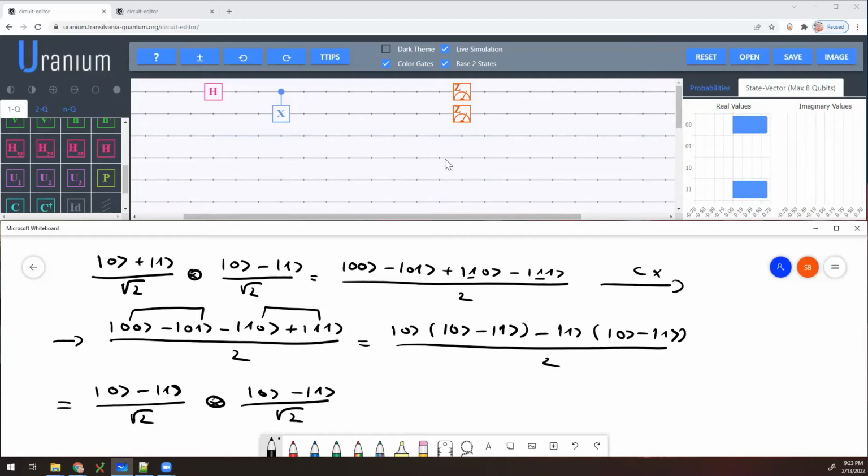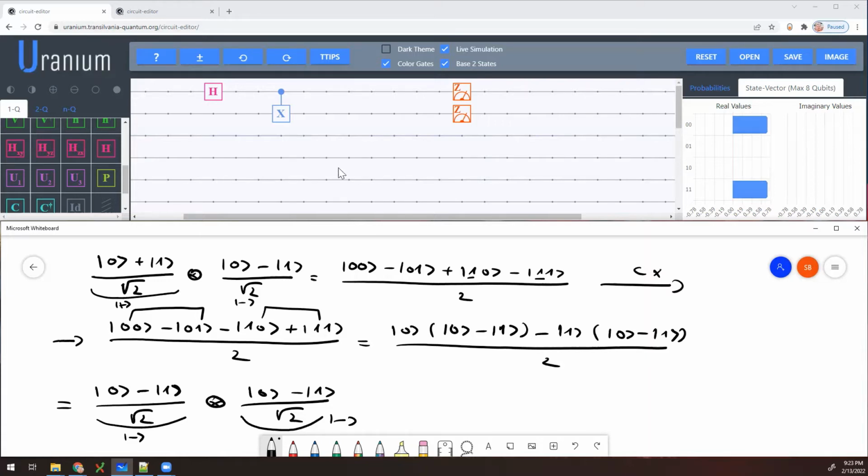So something weird just happened. We started out with a plus on the control and the minus on the target, and we ended up with a minus on the control and the minus on the target. Now, it's exactly the opposite of what we thought would happen. The target was left alone, and the control state got a phase. Instead of a +1, we got a -1.